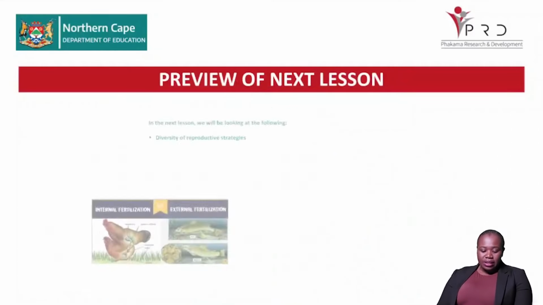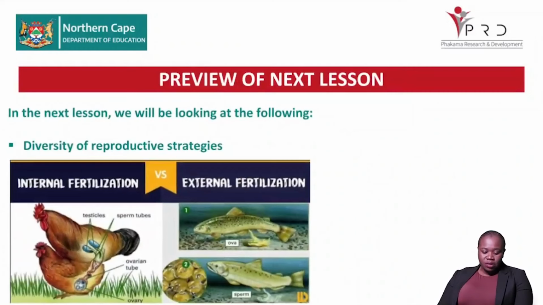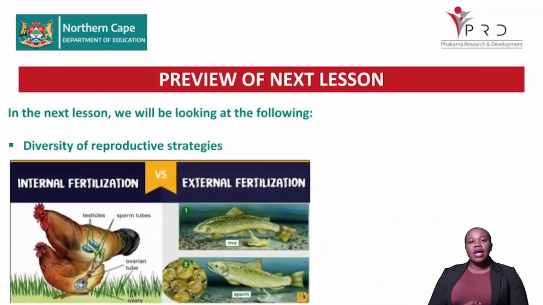Right, so in the next lesson, we will be looking at diversity of reproductive strategies. So here we are going to be looking at internal fertilization and external fertilization. We're going to be looking at oviparity, viviparity, as well as ovoviviparity development.